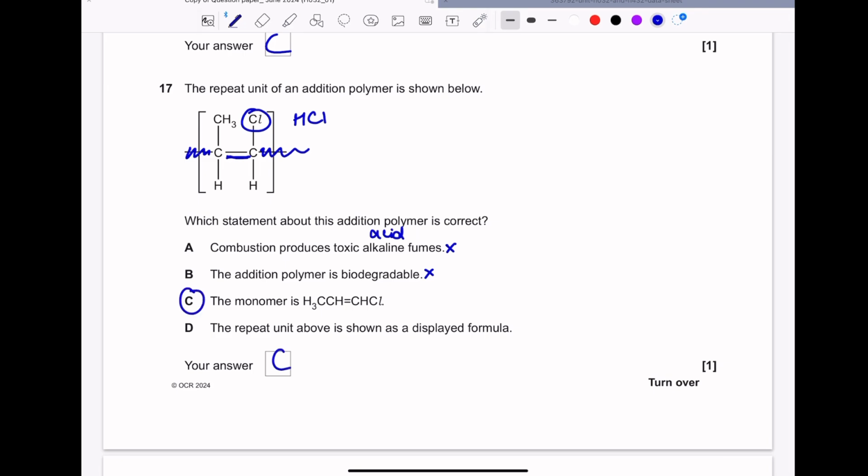Option C. And the reason why option D is not correct is in order for it to be a displayed formula, the CH3 at the top over here should have shown all of the hydrogen bonds. Just CH3 like this is structural, so it's a hybrid between structural and displayed. So again, the answer is C.